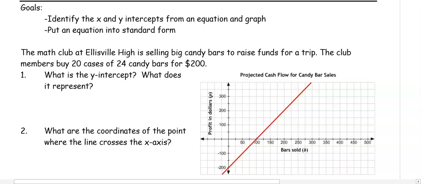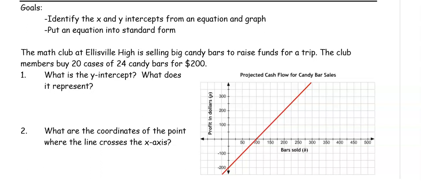This video is about identifying x and y intercepts from an equation in a graph and putting an equation in standard form. So the math club is trying to raise funds for the trip. The club members buy 20 cases of 24 candy bars for $200.